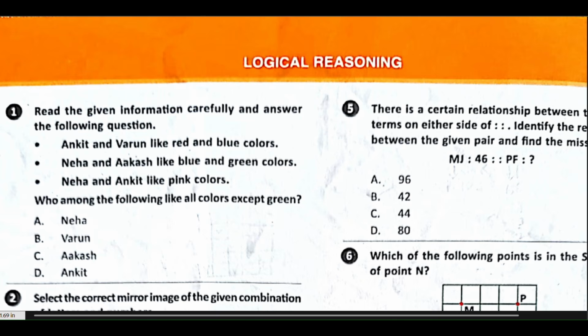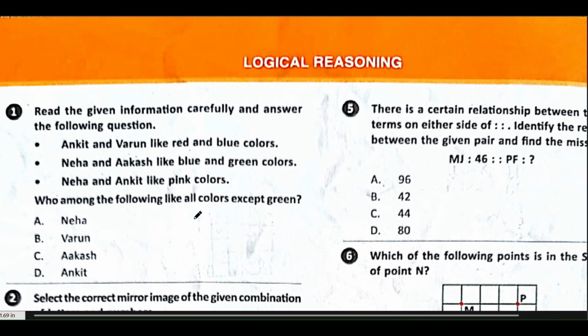Our first question is, read the given information carefully and answer the following question. Point 1. Ankit and Varun like red and blue colors. Point 2. Neha and Akash like blue and green colors. Point number 3. Neha and Ankit like pink colors. Who among the following likes all colors except green?